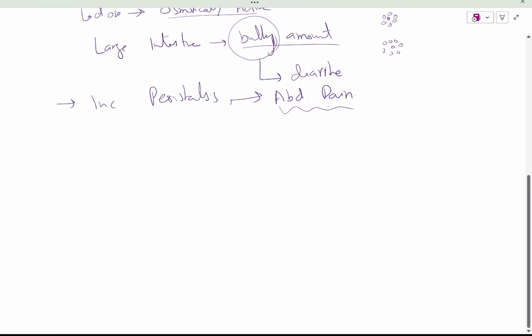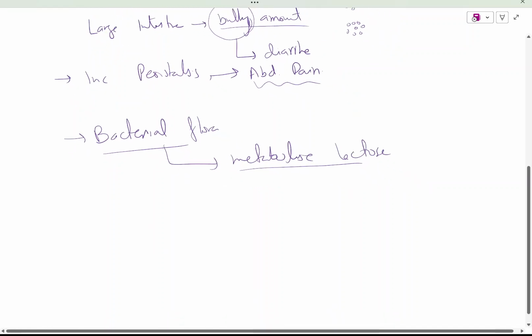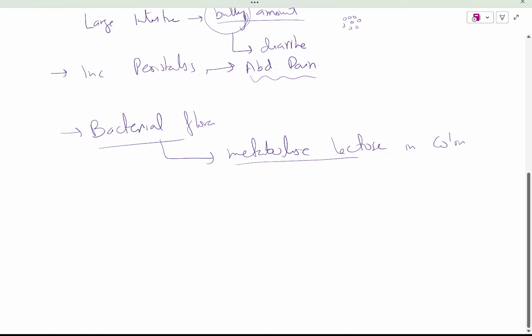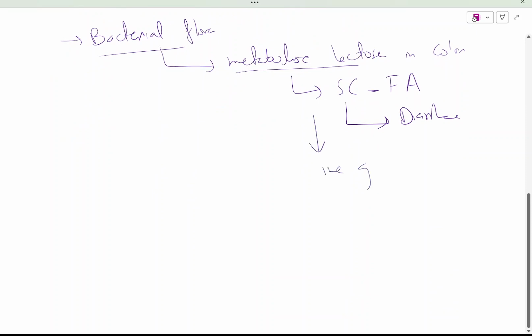The next thing is the intestinal bacterial flora. Human-friendly, intestine-friendly bacteria are present in the intestine. These bacteria metabolize lactose. As lactase is not present, lactose passes from the stomach to the small intestine and to the large intestine. The metabolism of lactose in the colon leads to short chain fatty acids. These short chain fatty acids exacerbate diarrhea, so the diarrhea will be fatty in nature, and there will be increased gas production and flatulence. So that's the pathophysiology.